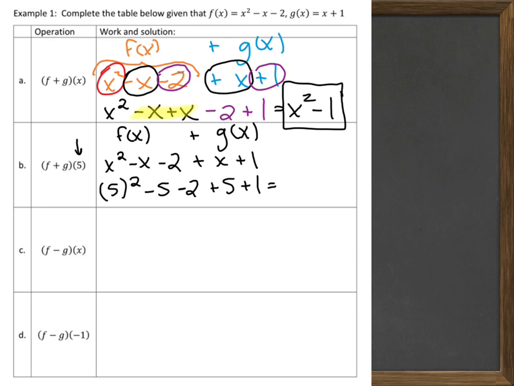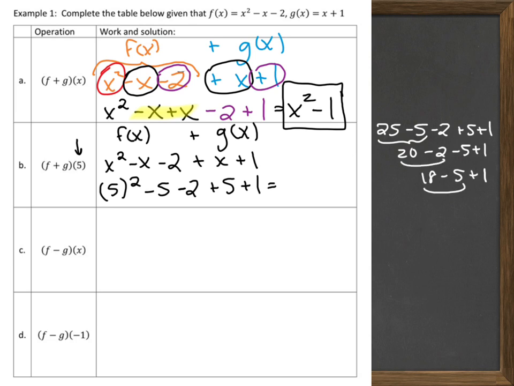You can do this however you want to. I'm just going to use the chalkboard space over here. 5 squared is 25, so I have 25 minus 5 minus 2 plus 5 plus 1. 25 minus 5 is 20. So we have 20 minus 2 plus 5 plus 1. This is 18, so I have 18 plus 5 plus 1. Actually 18 minus 5 is 13, and 13 plus 1 is, last but not least, 14. So the final answer here is 14.